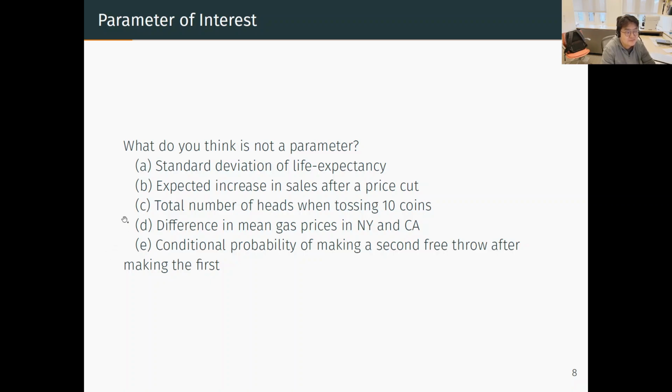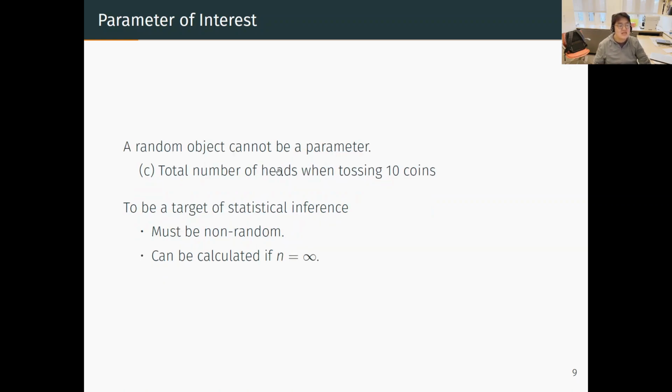However, C, total number of heads when you toss 10 coins. So you have 10 coins and repeatedly throw 10 coins again and again and again. The problem is the total number of heads is random. It's different. So in your first experiment, it could be 0. In the second experiment, it could be 10. Like it can be any number between 10 and 0. So there is no fixed answer. There is nothing to calculate. It is something that is random. So C cannot be a parameter, right?